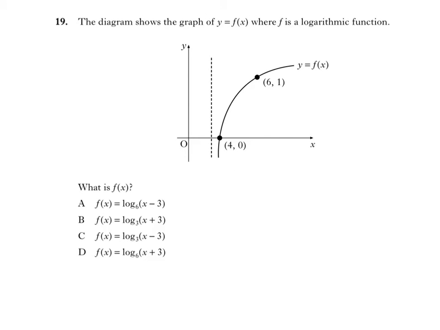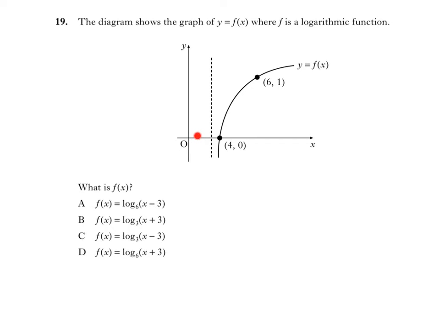Okay, section 3, question 4. The diagram shows the graph of y equals f of x, where f is a logarithmic function. So you can see that the curve goes through (4, 0) and (6, 1). What is f of x? Is it log to the base 6 of (x minus 3), log to the base 3 of (x plus 3), log to the base 3 of (x minus 3), or log to the base 6 of (x plus 3)?